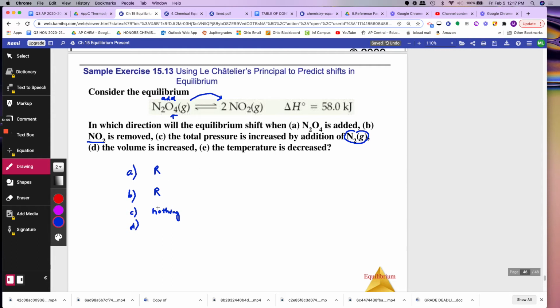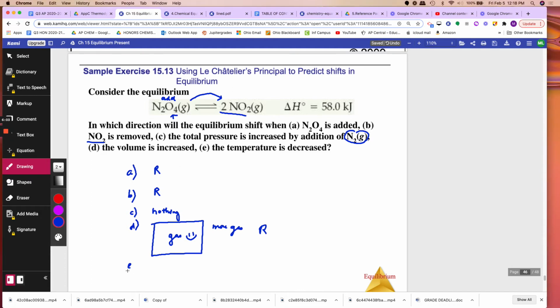Letter D. The volume is increased, so that means you made it bigger. That means the gas is happy. It has a lot of room. So you're going to go to the side with more gas, more moles of gas. So that would be 2NO2, so you're going to the right.